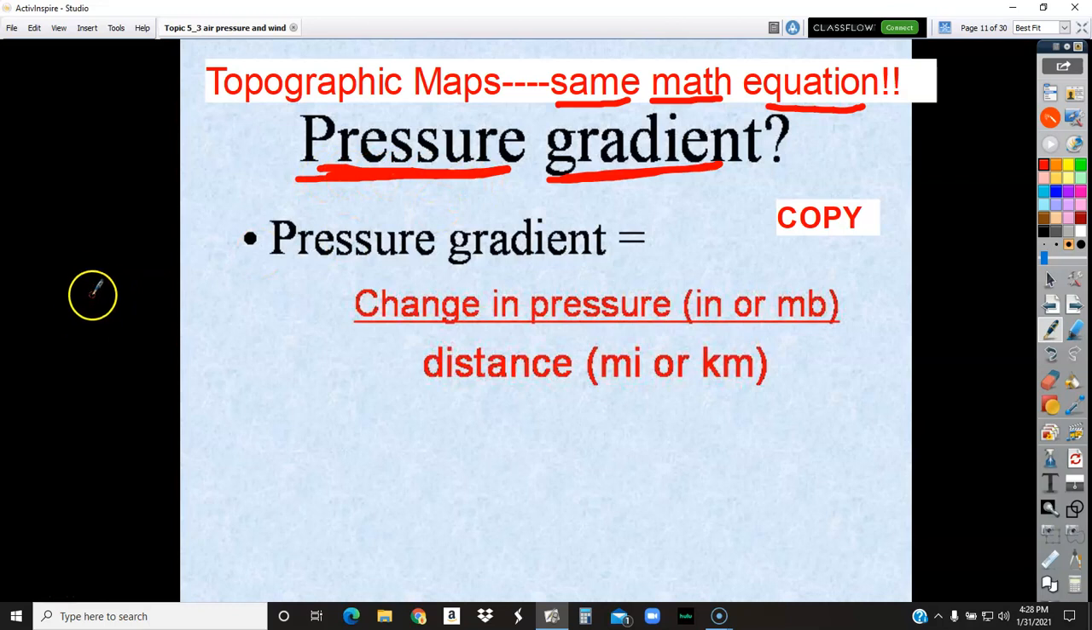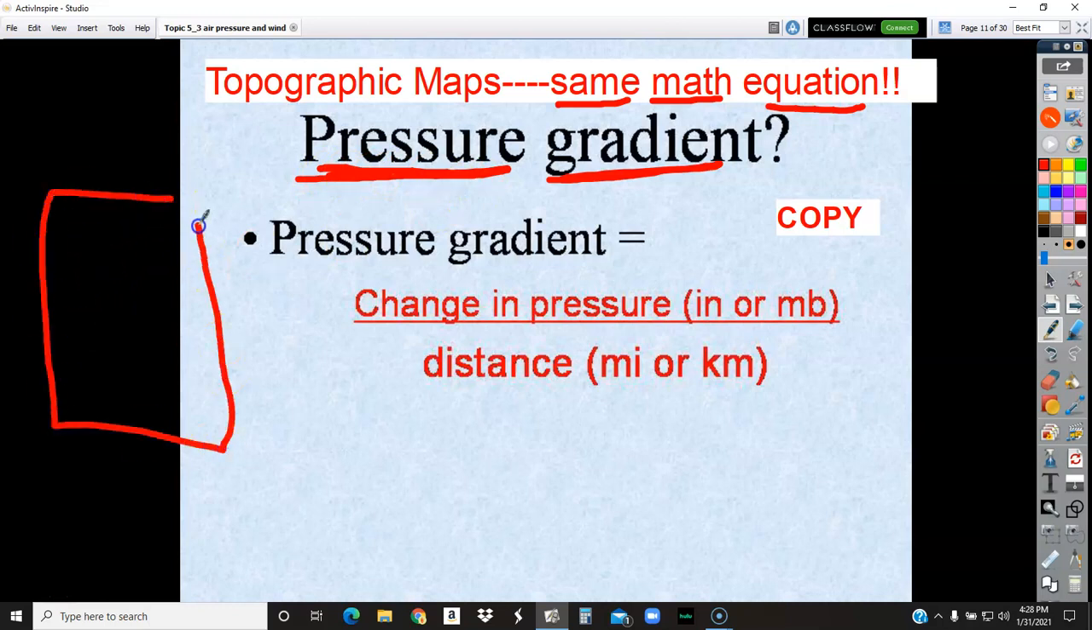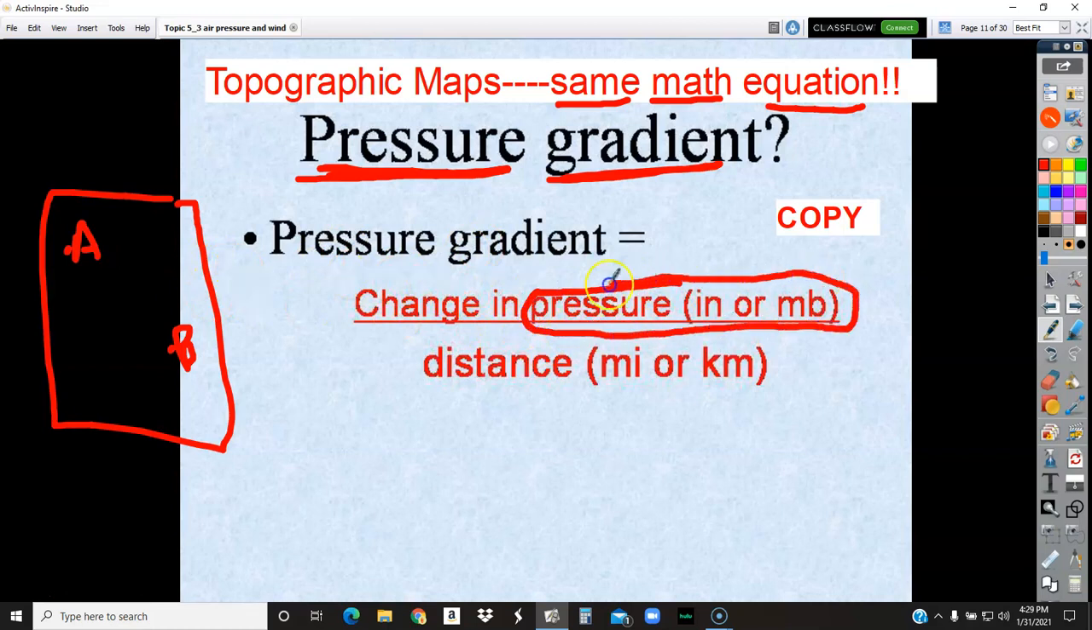We were doing, let's say we had a topographic map, and you had a location over here, A, and you had a location over here, B, and I said, what's the elevation, or the gradient, I should say, between A to B? You needed the change in elevation divided by the distance between A to B. Same rule applies here, except instead of a difference in elevation, you're substituting the difference in pressure. It's the only difference. The distance is still down on the bottom, measured in miles or kilometers, but instead of a change in elevation, just switch out elevation and put pressure here.